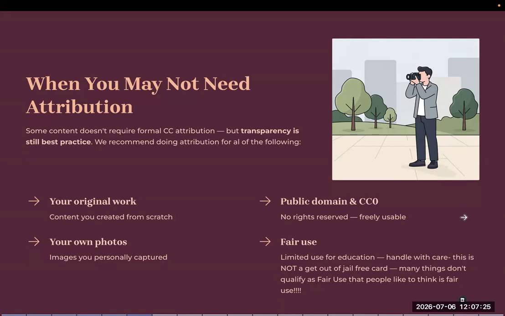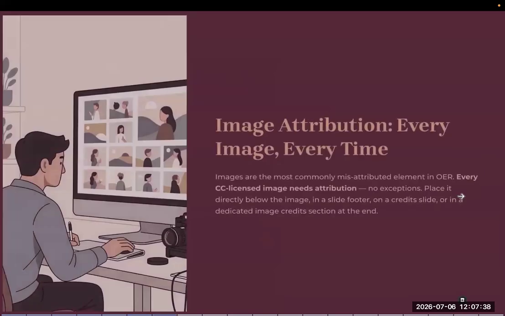You cannot use this in OER for any sort of distribution. So fair use usually will not qualify you for OER. It is something that in your class, sometimes fair use, but it's case by case, and I don't recommend it.